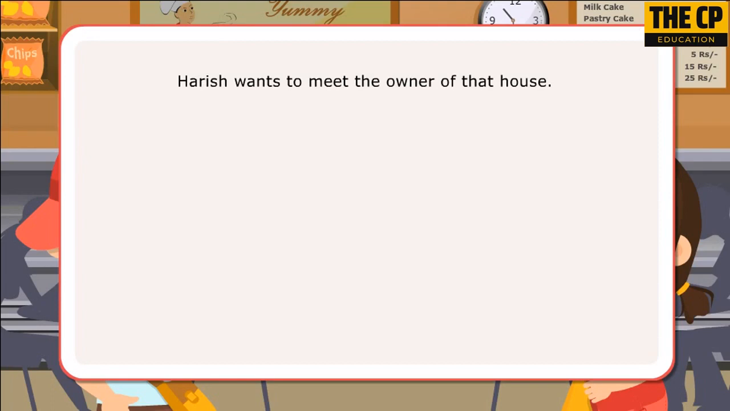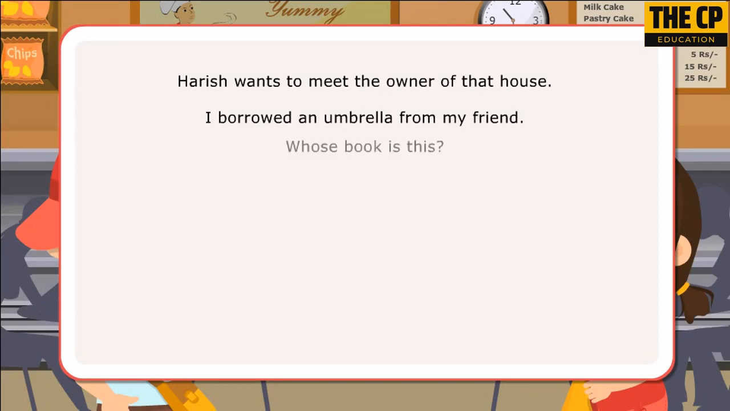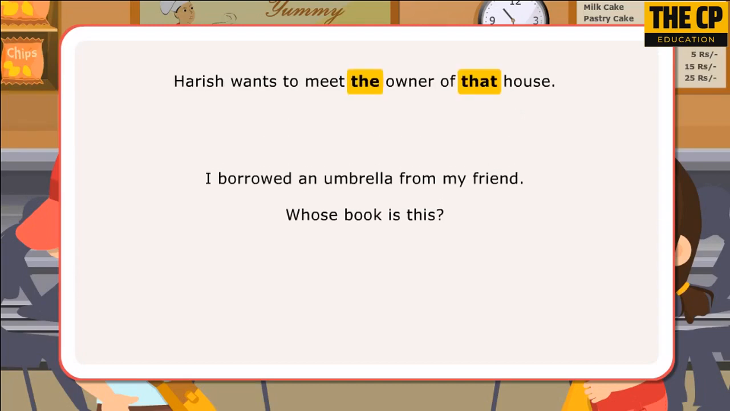Harish wants to meet the owner of that house. I borrowed an umbrella from my friend. Whose book is this? In the first sentence, the and that are determiners, since they specify a particular person and point out a particular house.